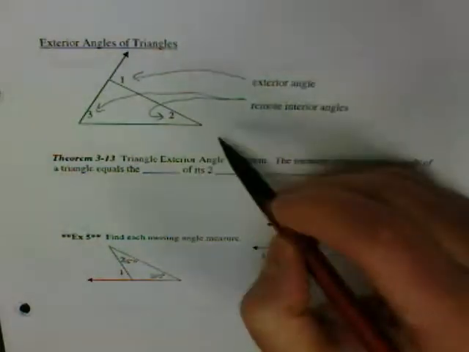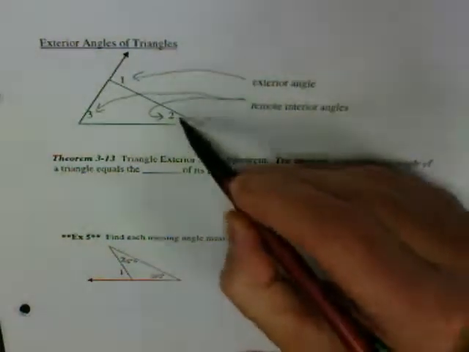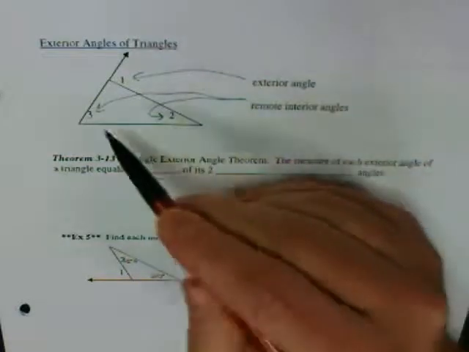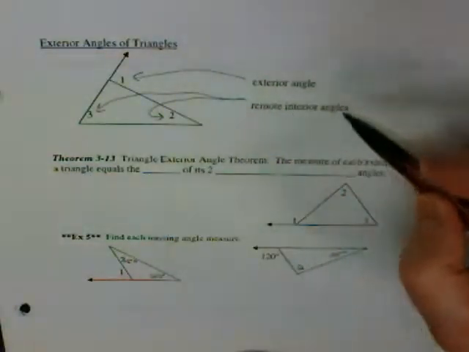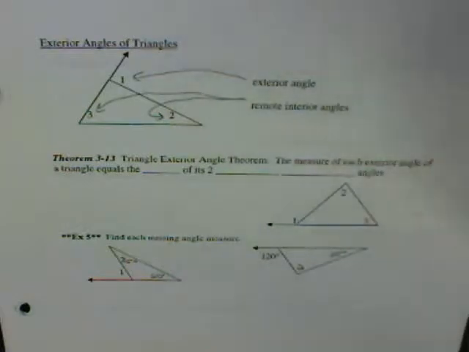And that would change. If I happen to have drawn my exterior angle over here, then 2 would be right next to it, and my remote interior angles would be 3 and that angle there. So when you're talking about remote interior angles, you always have to know from what perspective you're talking about. From what angle's perspective are you talking about?